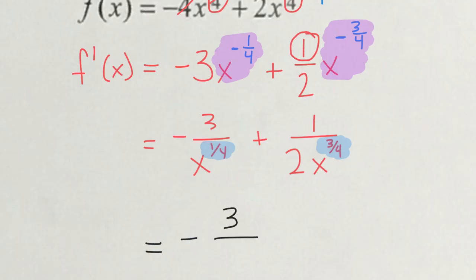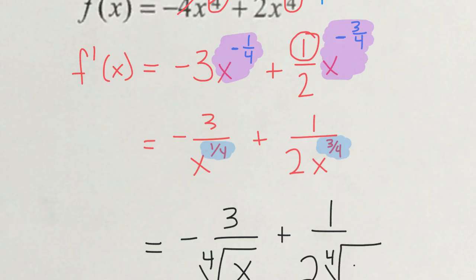The 4th root of x plus 1 over 2. This is the 4th root of x to the 3rd power. Okay, so notice the 2 isn't underneath the radical. Well, the 2 wasn't being raised to a power at all. So the 2 stays out front.